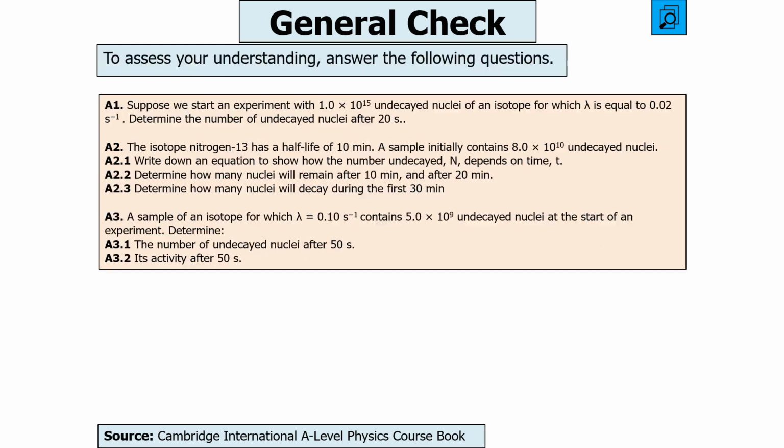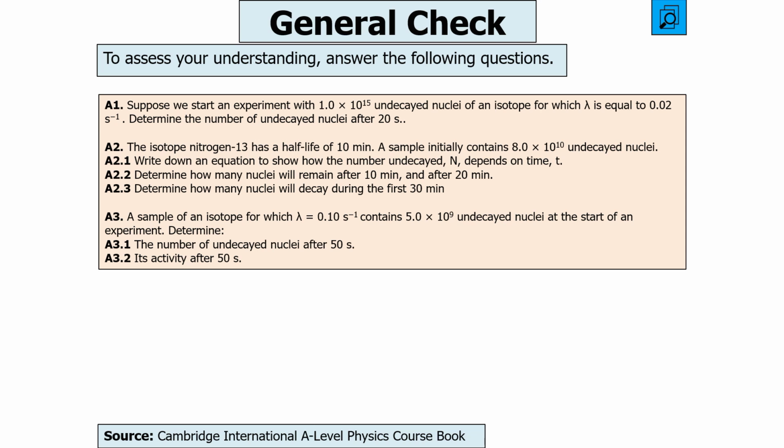The next question says, suppose that we start an experiment with 1 times 10 to the 15 undecayed nuclei of an isotope for which the decay constant is equal to 0.02 seconds to the minus 1. Determine the number of undecayed nuclei after 20 seconds. The isotope nitrogen-13 has a half-life of 10 minutes. The sample initially contained 8 times 10 to the 10 undecayed nuclei. Write down an equation to show how the number undecayed, N, depends on the time. Determine how many nuclei will remain after 10 minutes, then after 20 minutes.